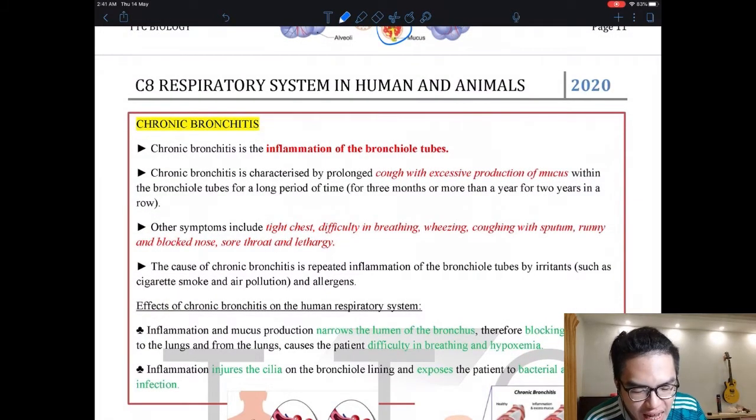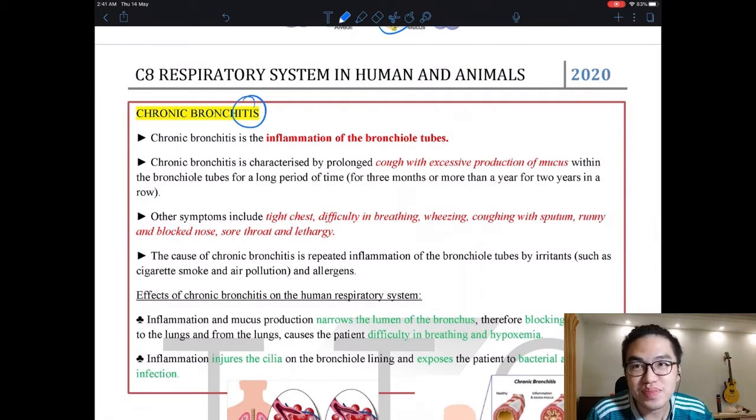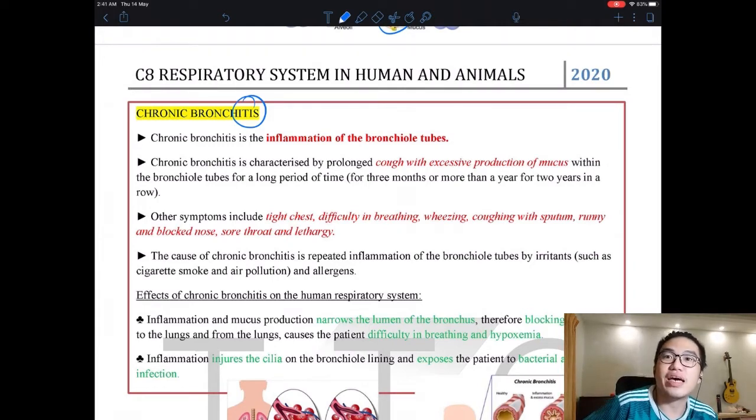When you see itis, it's swelling. Dermatitis is swelling of your skin. What else? Gastritis is the swelling of your gastric, which is your stomach, which is gastric lah.